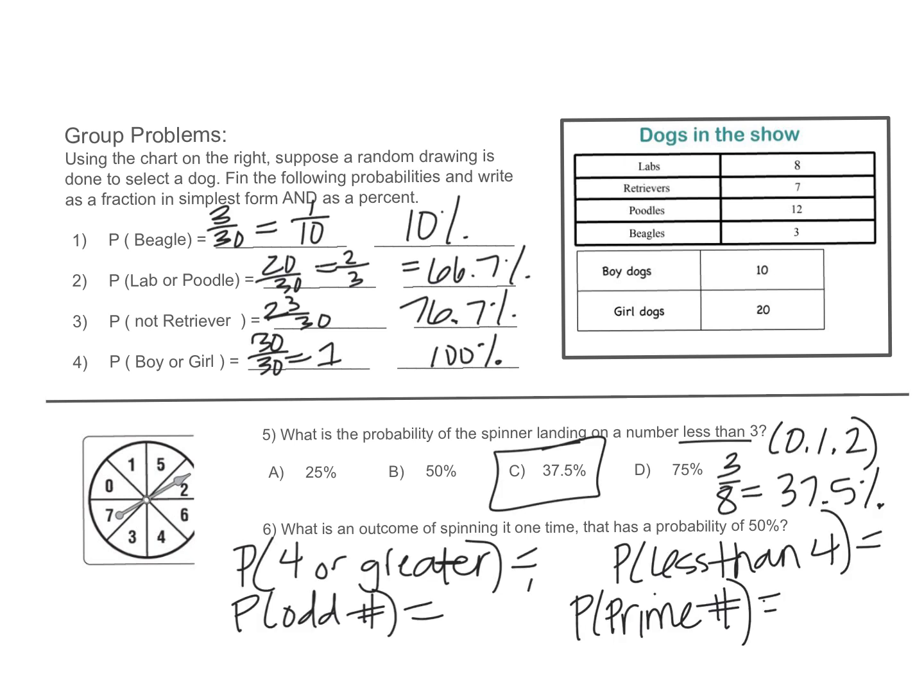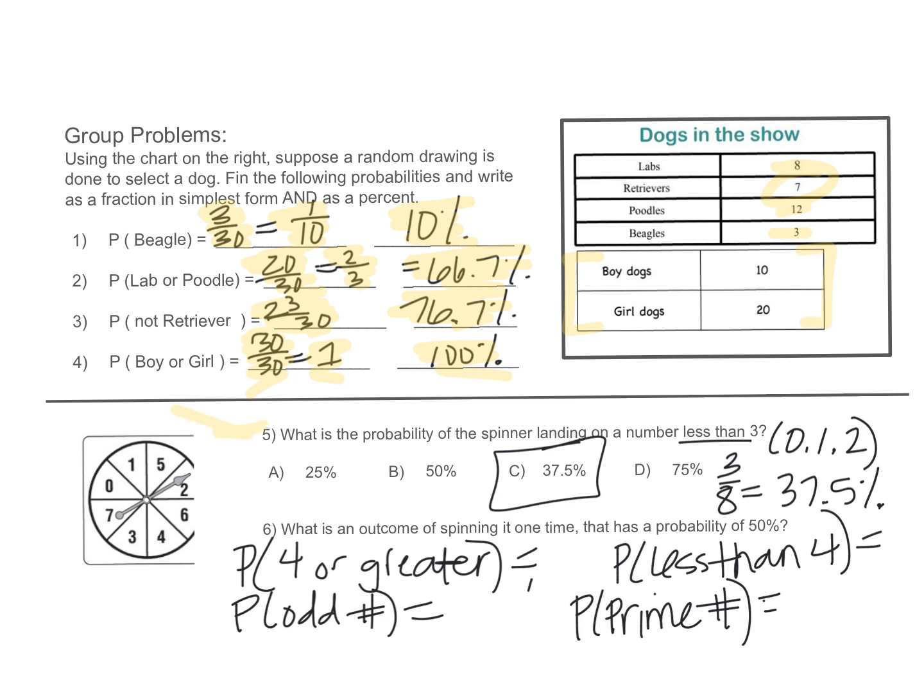Okay, so if we're looking at probability of a beagle, I can see that there are 3 beagles, so 3 out of 30 because there are 30 dogs total. Simplified to 1/10 would be 10%. Probability of a lab or a poodle, there's 12 and 8, so that makes 20, so 20/30 gives me 2/3, which is 66.7%. Not a retriever, so I just took 30 minus 7 and got 23/30, and that's 76.7%. Probability of a boy or a girl, well, it's either a boy or a girl. So all of them are either a boy or a girl, which gets me 1, which is 100%.